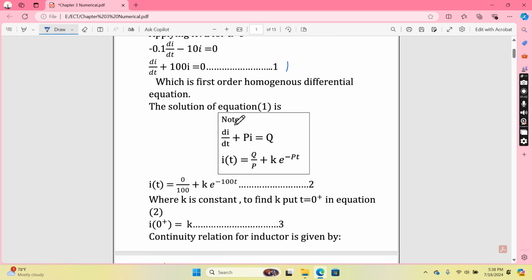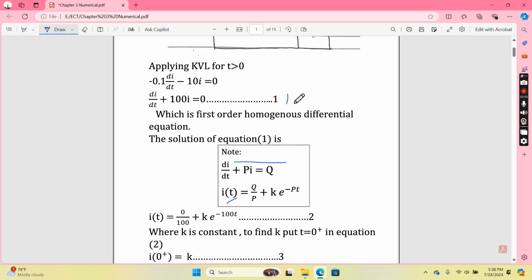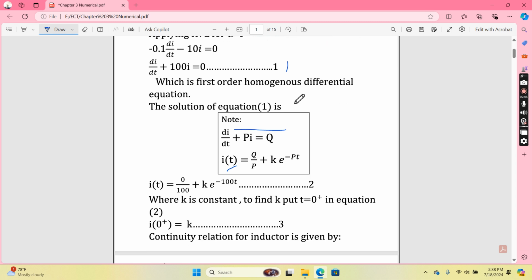Now we have a note here. For the shortcut method we have a note. If a first order differential equation is in the form of dI by dt plus pI equal to q, then the direct solution is given by I equal to q by p plus k e to the power minus pt. Now comparing equation 1 and this differential equation in the note, we have a solution here.